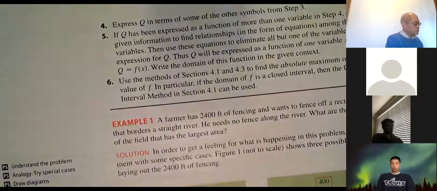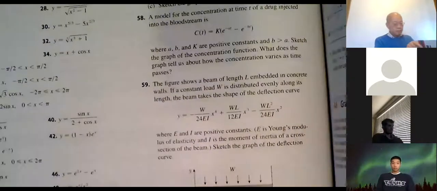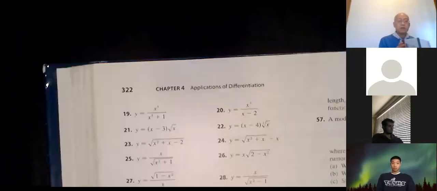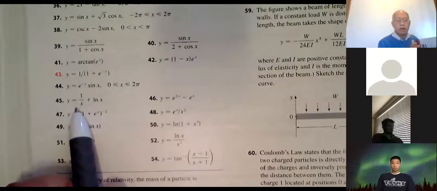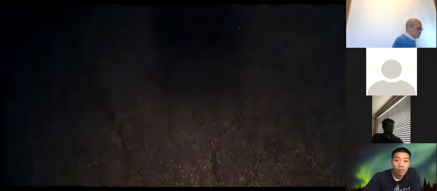All right, so that was problem 25. Let me go back and do a curve sketching one. I was going to show you problem 45, page 322: y equals 1 over x plus natural log of x. Section 4.5.